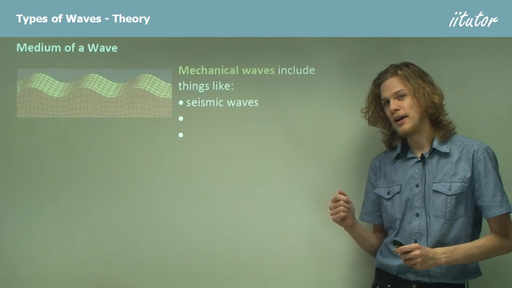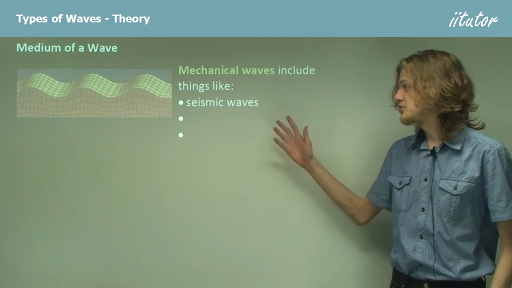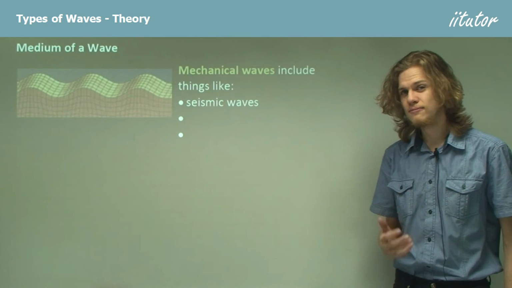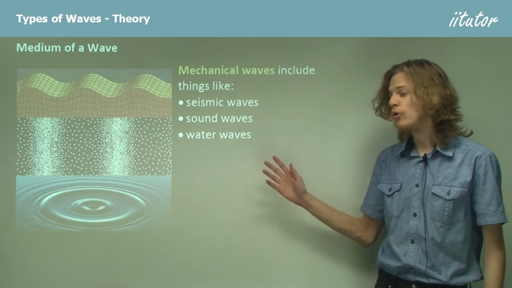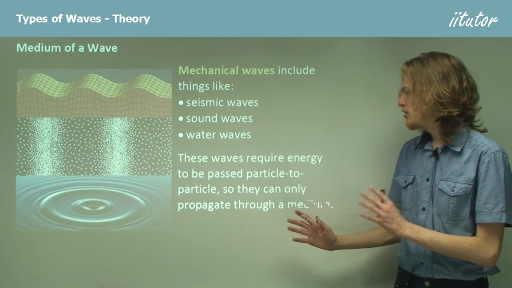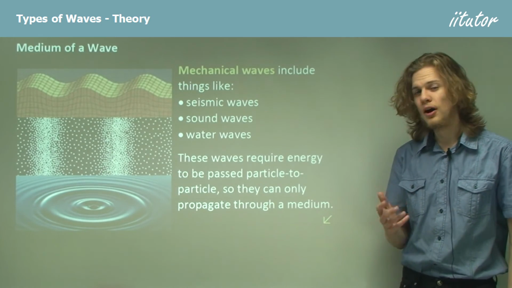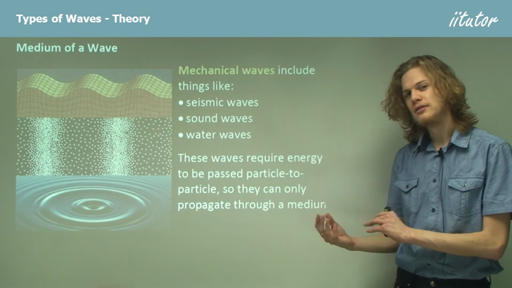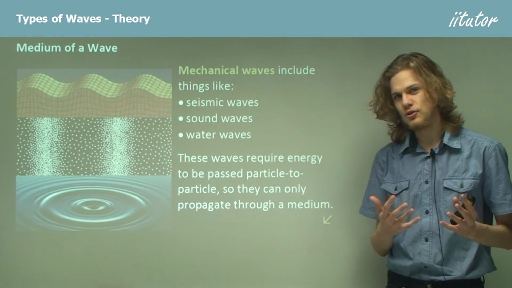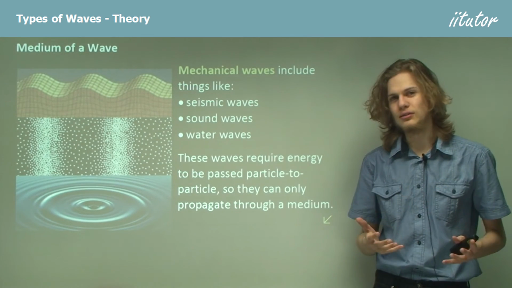Now, mechanical waves, so waves that cannot travel through vacuums, include things like seismic waves in earthquakes, sound waves in air, and water waves. Now, these waves require energy to be passed between different particles, whether it's particles of rock, air, or water. So in this case, they can't travel through a vacuum. They need a medium, which may be a very different medium, in order to travel.